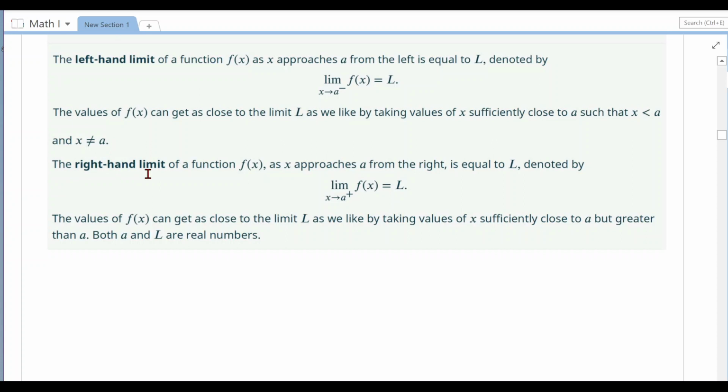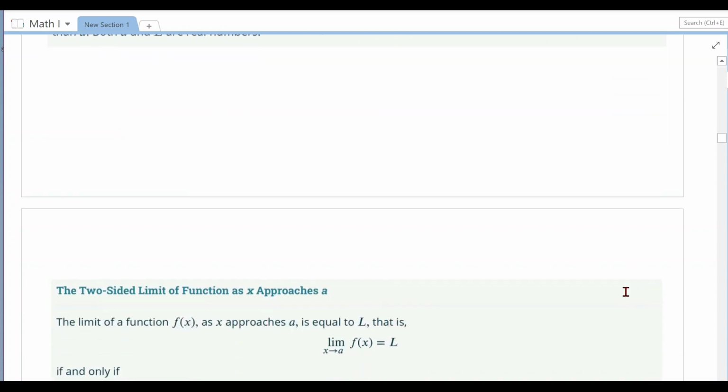On the other hand, the right-hand limit of a function f of x as x approaches a from the right equals L, and is written as the limit of f of x as x approaches a from the right, which is the positive sign here. The limit will equal the value L, which is the value on the y-axis, if you like. The value of f of x can get as close to the limit L as we like by taking x sufficiently close to a but greater than a. Both a and L are real numbers.